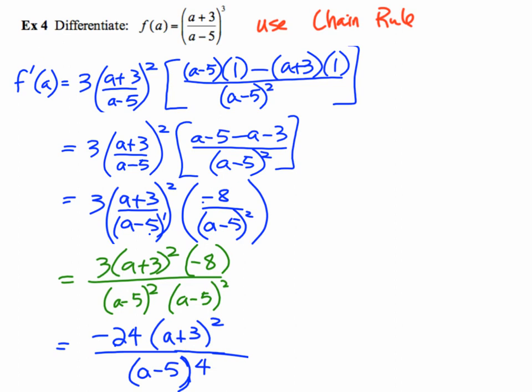3 times -8 in the numerator gives me -24. So you can see that my final answer is -24 bracket a plus 3 squared all over a minus 5 to the power of 4. Using the chain rule, the power rule times the derivative of what's inside, and I had to use my quotient rule. So the chain rule basically represents a combination of derivative rules.